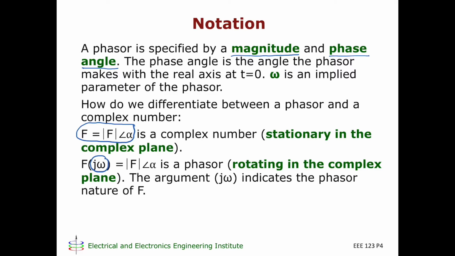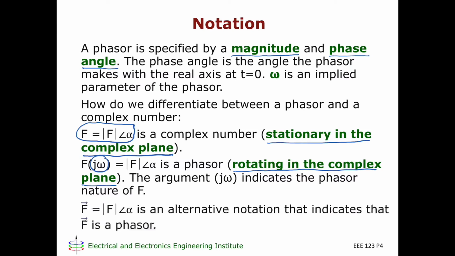What is the difference between the two? Remember that a phasor is rotating in the complex plane, whereas a complex number is just a point, a stationary point in the complex plane. The two are very different, and therefore you have to distinguish the two when you write down quantities that are phasors as opposed to complex numbers. Now sometimes it's quite cumbersome to have to write j omega, so there is an alternative notation, and that is by putting a vector arrow on top of the variable. So for example here, because there is an arrow on top of f, we know that f is a phasor.